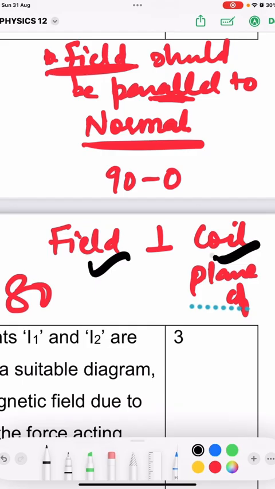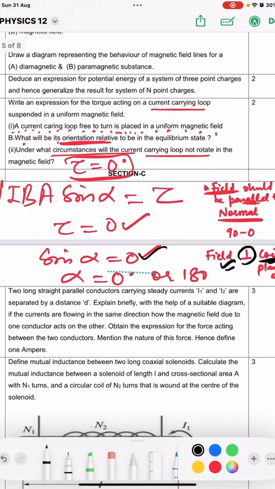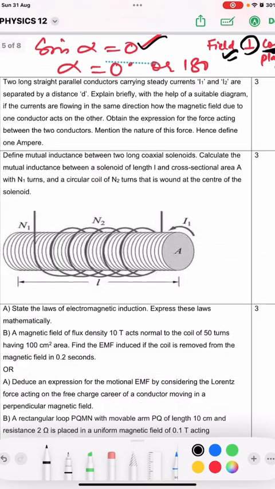So this is the condition. Whenever the plane of the coil is perpendicular to the magnetic field, then the net torque will be 0 and it will not rotate.